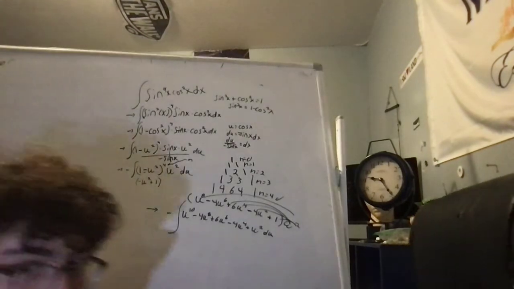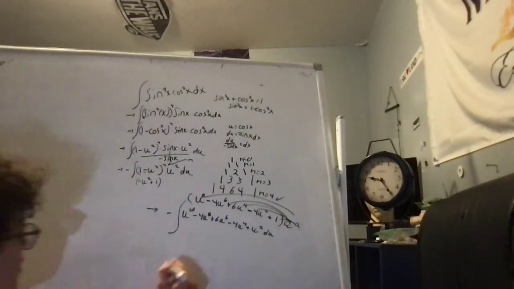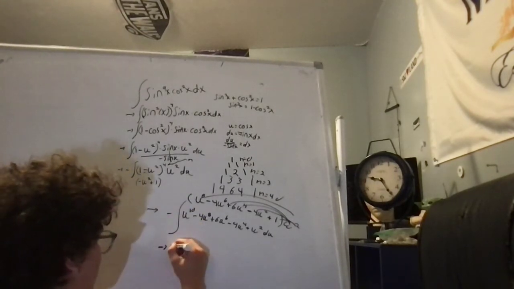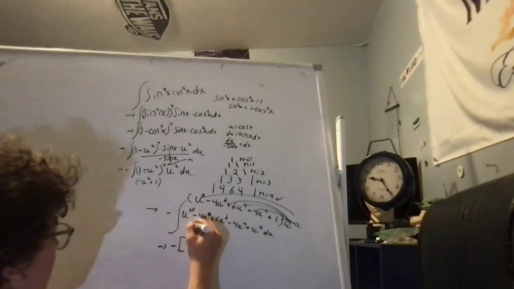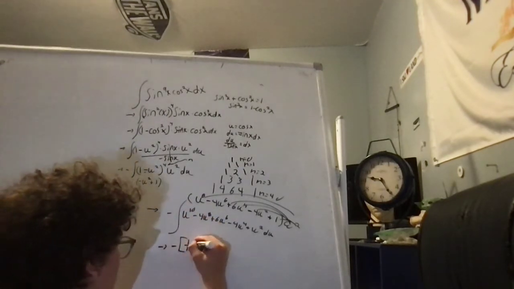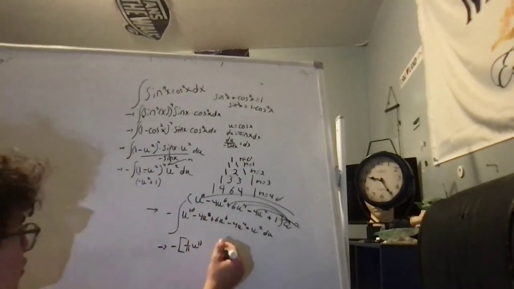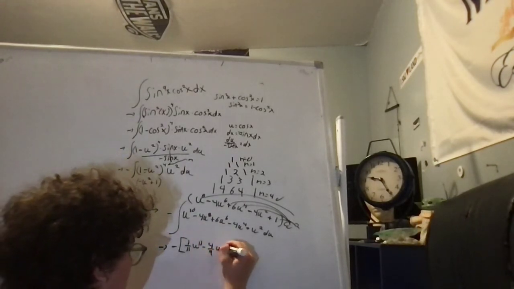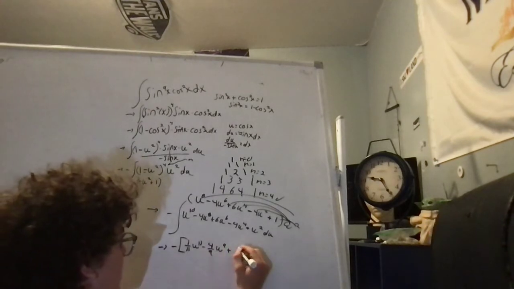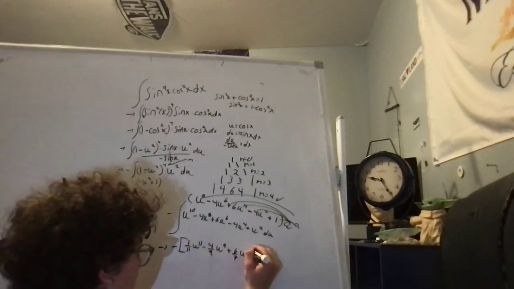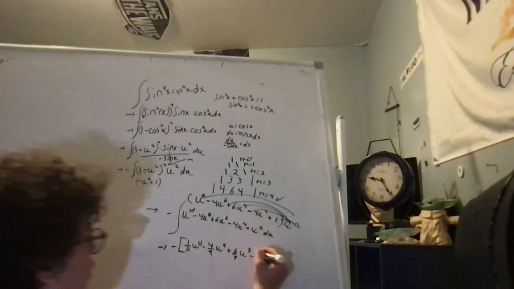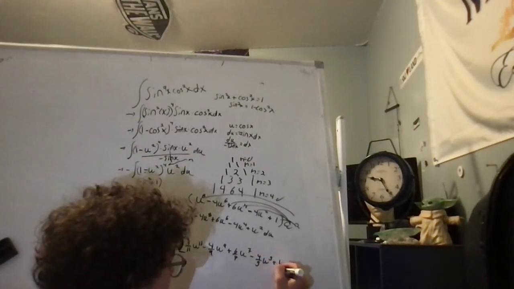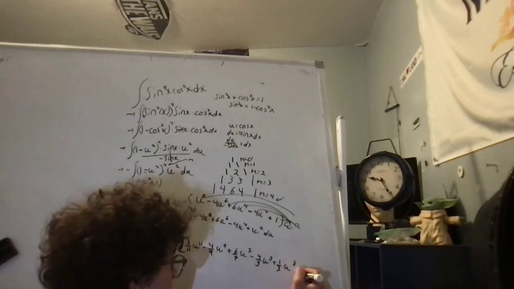Now is the fun part. Now we get to anti-differentiate, right? So now we're going to have negative, u to the 10th becomes 1/11 u to the 11th, minus 4/9 u to the 9th, plus 6/7 u to the 7th, minus 4/5 u to the 5th, plus 1/3 u cubed.